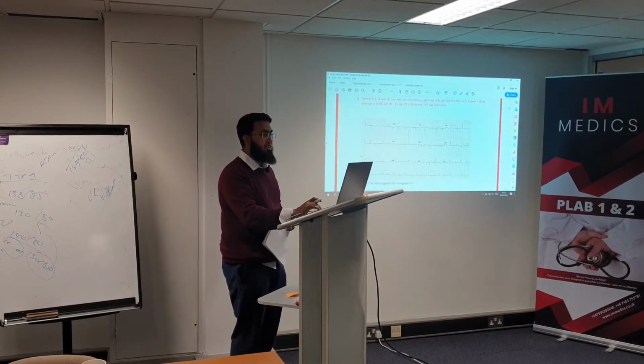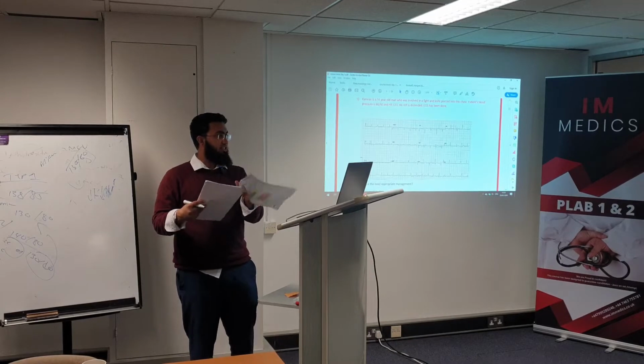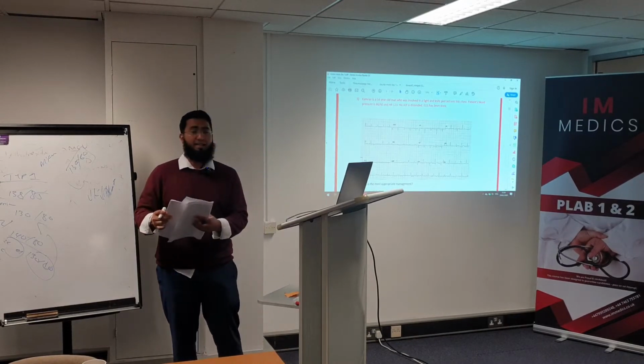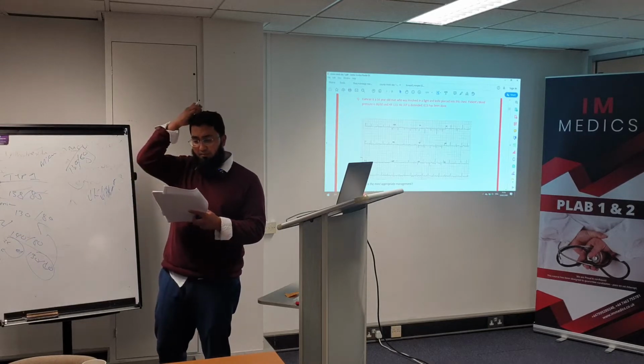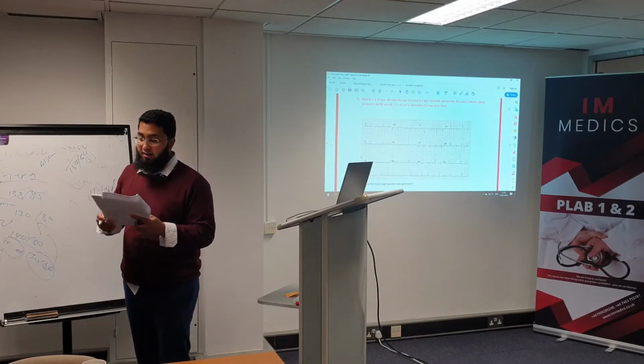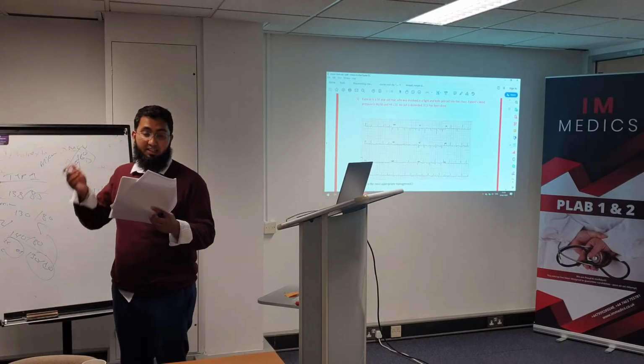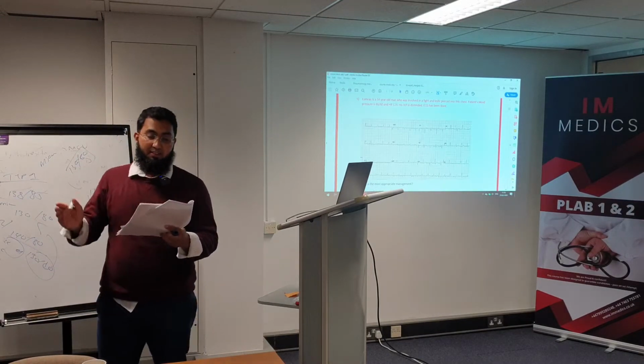Next one, number 5. Okay, this patient shows an ECG. What happened to him? So this patient, very important, is a 35-year-old man who has been in a fight and had a knife into his chest. In his chest, whereabouts? We don't know. Anywhere in the chest. He's hypotensive, tachycardic, JVP raised, and the ECG shows this.